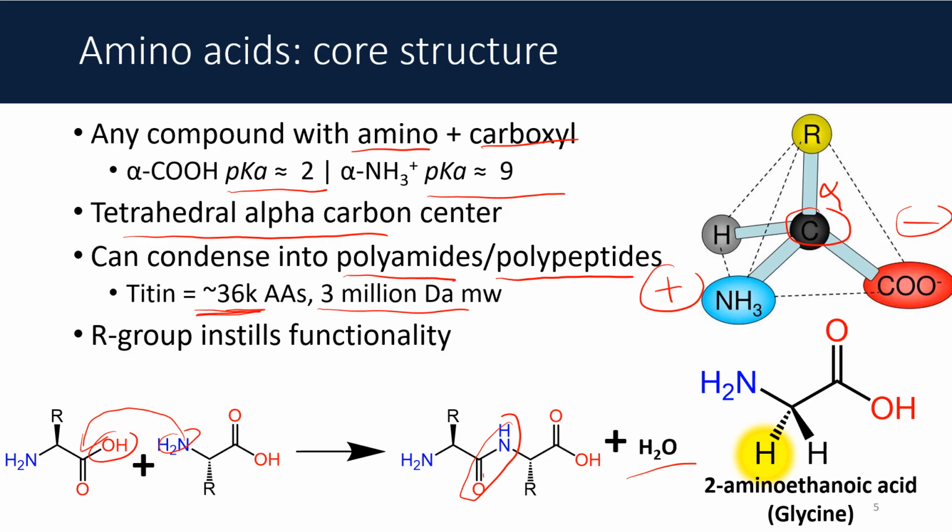Also attached to the alpha carbon will be a simple hydrogen atom, which we can more or less just disregard. What is more important is the yellow R group shown over here. And the R group is what confers functionality to the amino acid or the polymers of amino acid. The R group can be something as simple as a hydrogen, as shown in the case with glycine, or they can be quite intricate and contain one functional group or several functional groups.